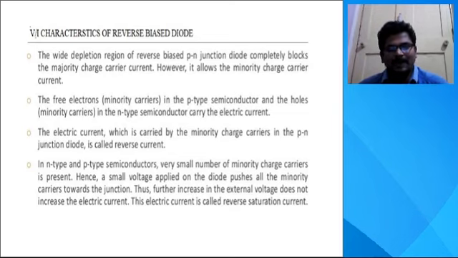In N-type and P-type semiconductors, a very small number of minority charge carriers are present. Hence, a small voltage applied on the diode pushes all the minority carriers towards the junction. Thus, further increasing the external voltage does not increase the electric current. This electric current is called the reverse saturation current. Okay, as we discussed.